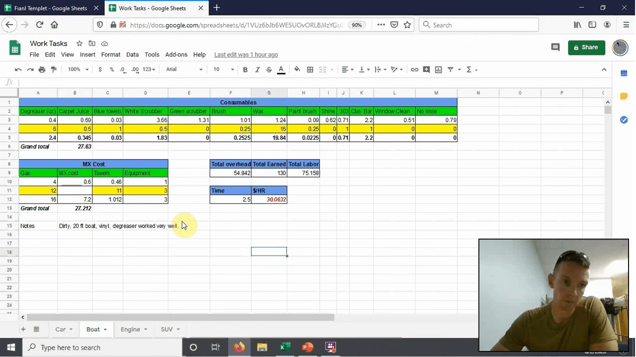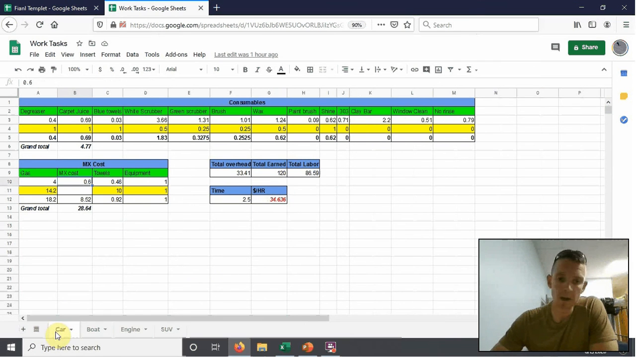I also did that with boats. So boats clearly use a different kind of product. And down here, I'd make little notes and say, hey, this was extremely dirty. This was the size. I have other notes in a different location. And then you can see on this job, I ended up making $30 an hour. Here I made $34 an hour on engine detailing.